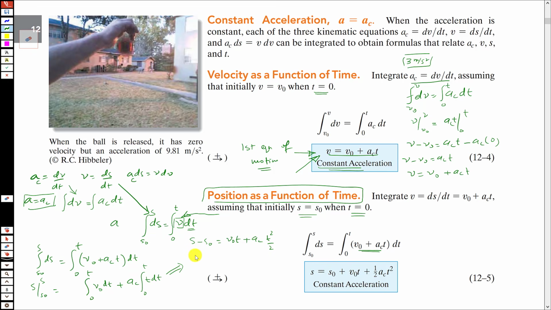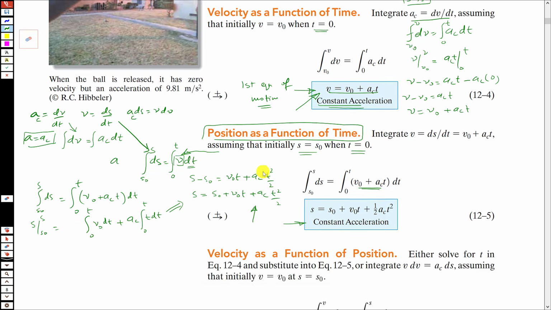So the final position is s equals s0 plus v0 t plus ac t square divided by 2. Again, as we can see, this is the second equation of motion, right? So s is equal to s0 plus v0 t plus ac t square by 2, and this equation is only applicable when the acceleration is constant. Again and again, these equations are for constant acceleration.